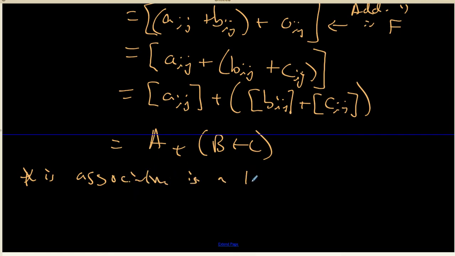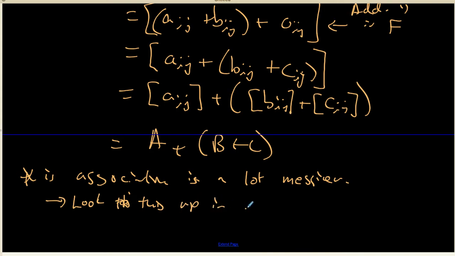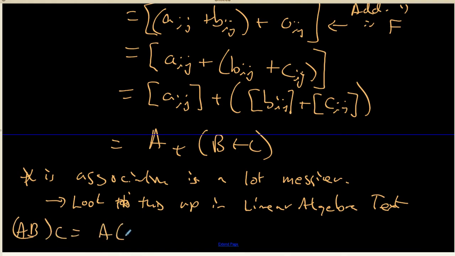is a lot messier. And instead of doing that, I'm simply going to say, look this up in a standard linear algebra text. But it does turn out that A times B times C will be A times B times C. Okay, so we have closure. And we have associativity.